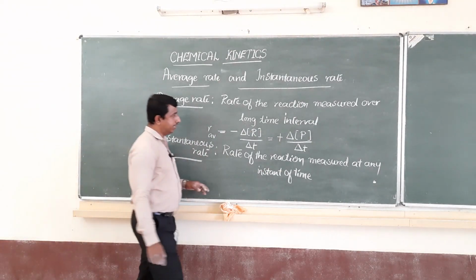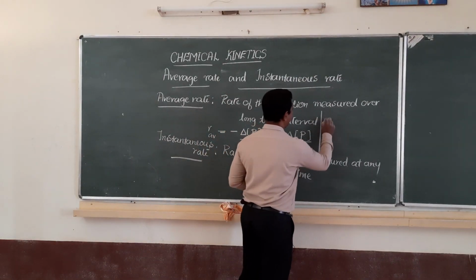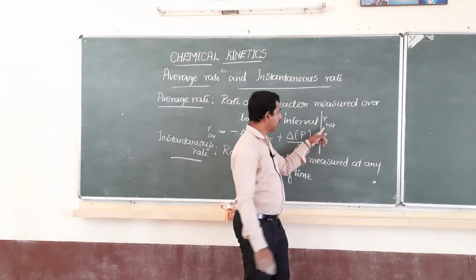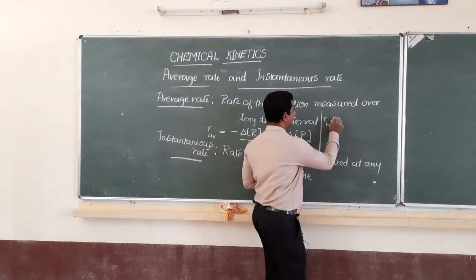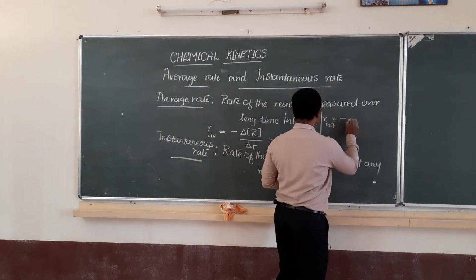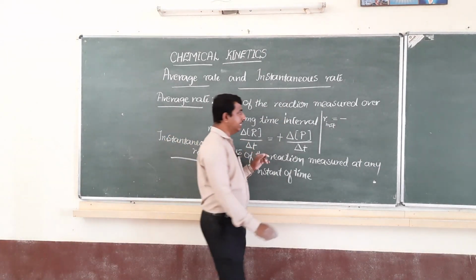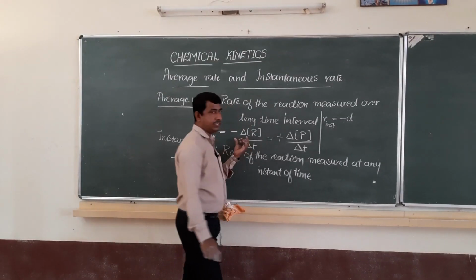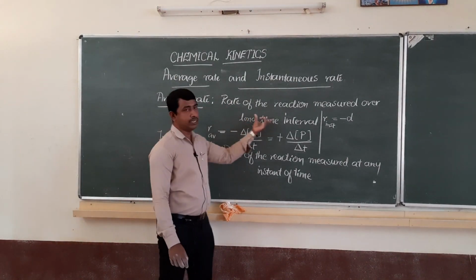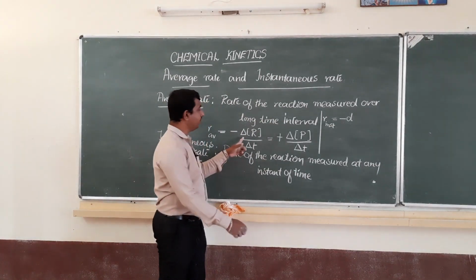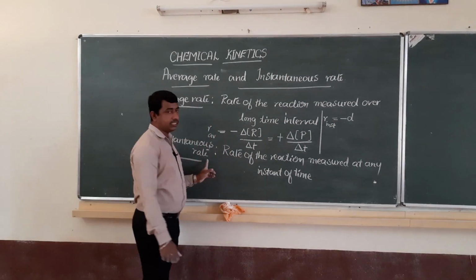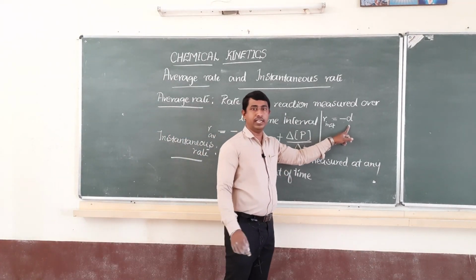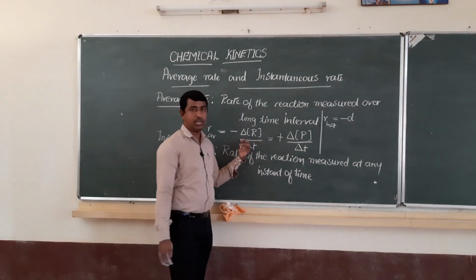So instantaneous rate is given by the expression. Here I will write r instantaneous. Small letter r represents rate. INST means instantaneous. It is equal to minus, instead of delta we are using d. Why is it d? d represents smaller change, delta represents larger change. So average rate is measured for a larger time gap, so we are using delta. Instantaneous rate is measured for a smaller time gap, so we are using d. So d means small change, delta means larger change.